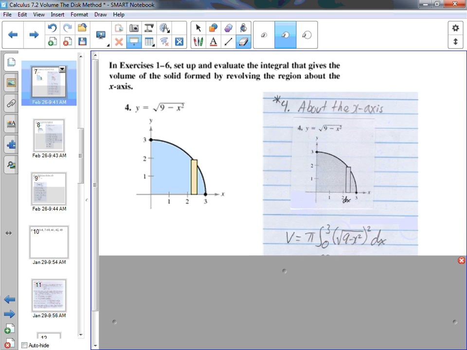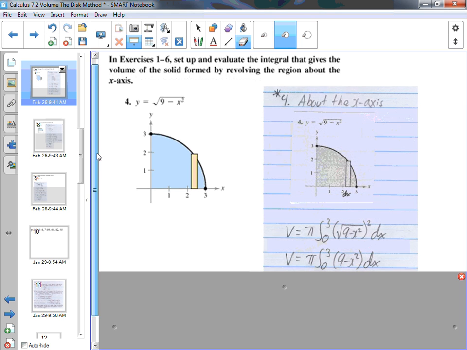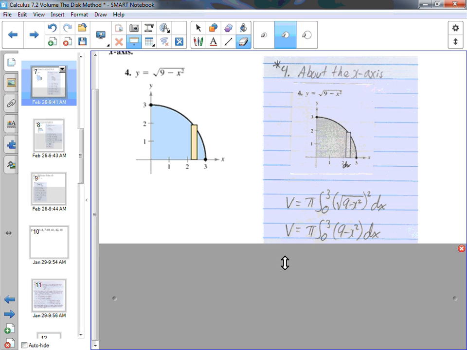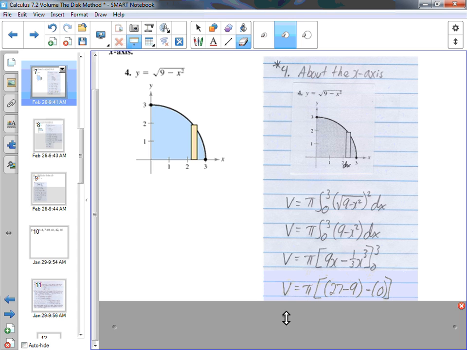All right, well, we can do that. In fact, that's an easy one. When you square the square root, you get the radicand, 9 minus x squared. All right, just don't forget that pi out in front. So volume equals pi times 9x minus 1/3 x cubed, evaluated from 0 to 3. So volume equals pi times, well, evaluate for 3.